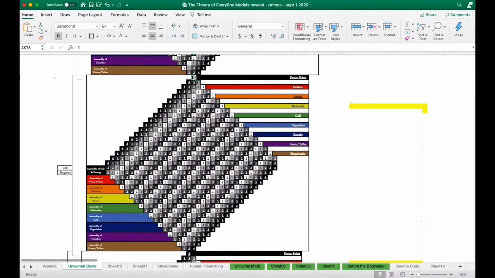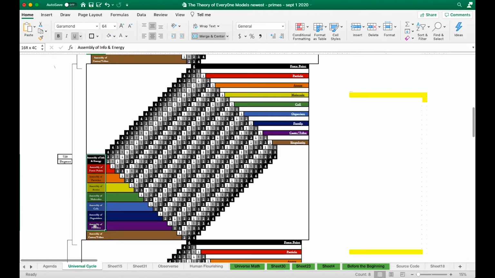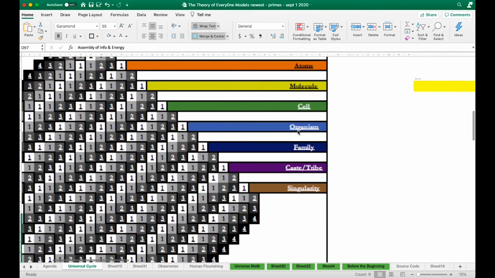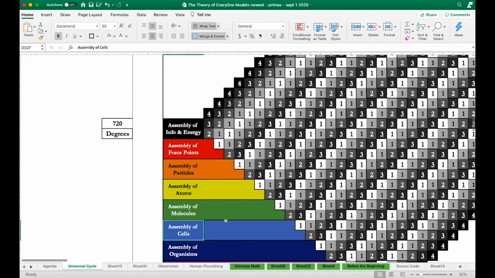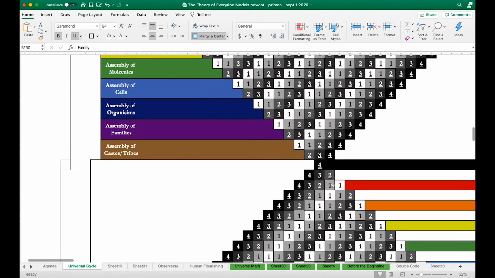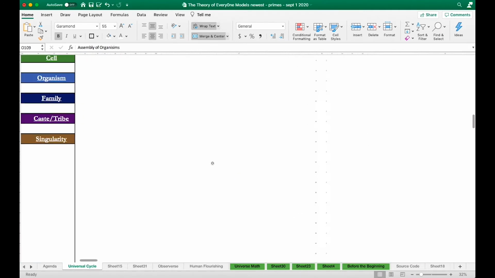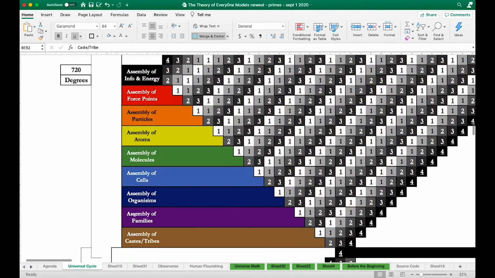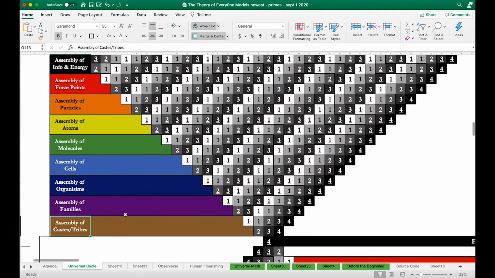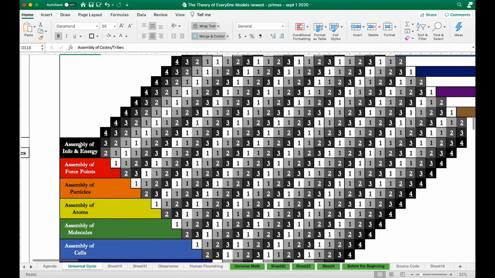And it's like in the Torah, in the beginning of Genesis, it says, "Let us make man in our image." It says it plural. And what it's talking about is the assembly talking to itself. So over here you have the singularity of these levels, and over here you have the multiplicity. So you can see that an organism is an assembly of cells, and a family is an assembly of organisms, and a caste or tribe is an assembly of families, and a nation or technological singularity is an assembly of castes or tribes.